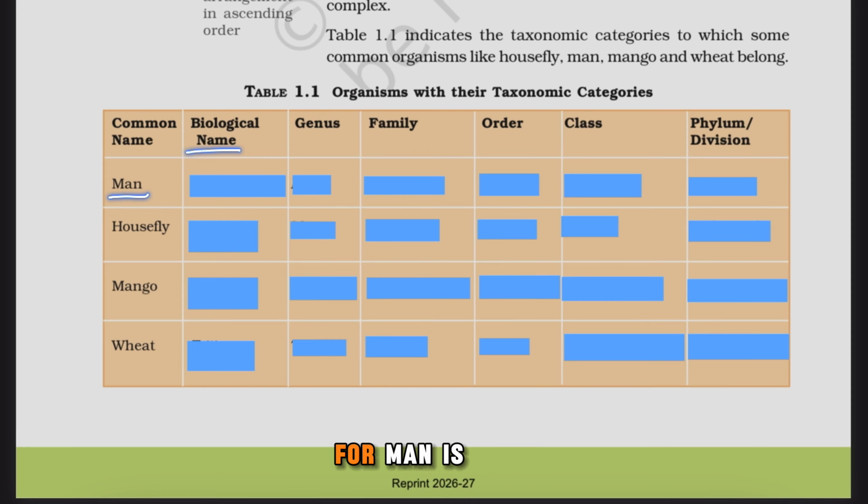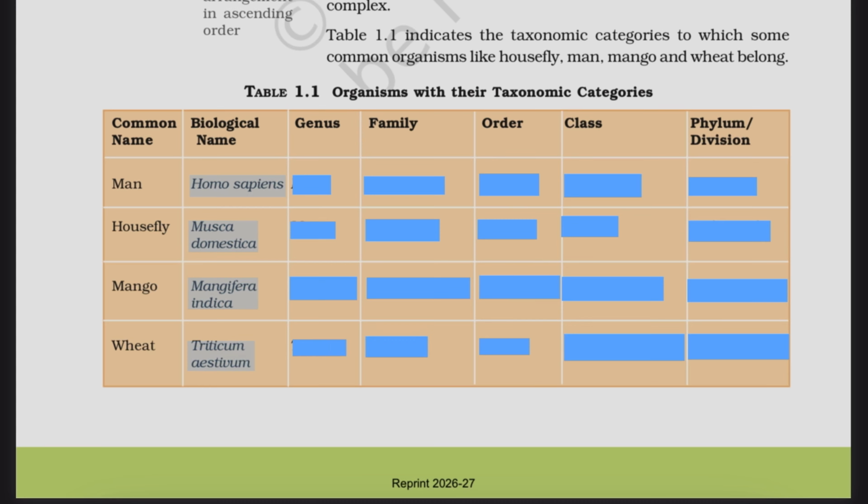The biological name for man is, right, the answer is Homo sapiens. The biological name for housefly is Musca domestica. The biological name for mango is Mangifera indica. The biological name for wheat is Triticum aestivum.